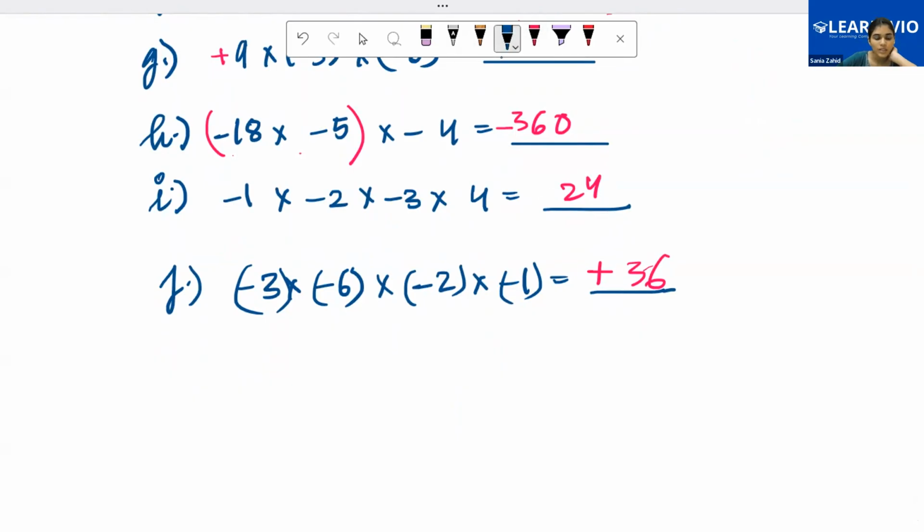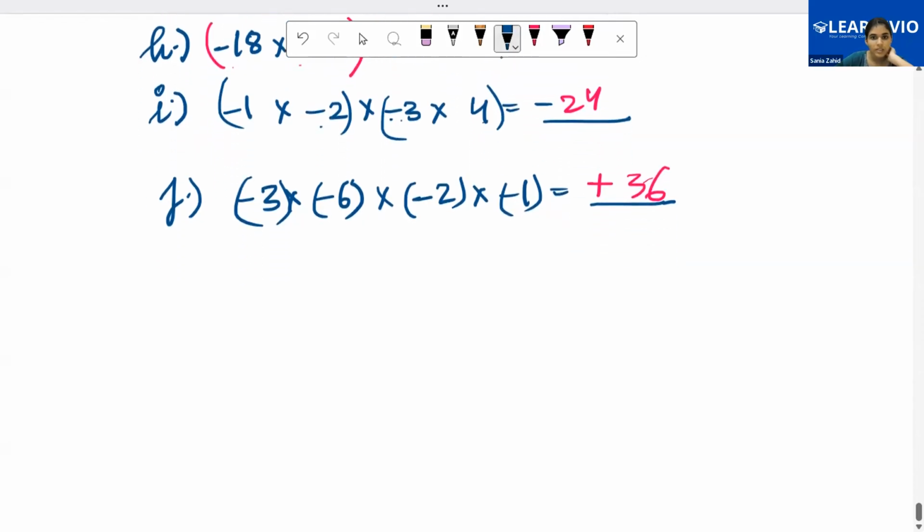Sign should be okay. You have two negative signs and three negative signs and one positive sign. So minus and minus will be plus, then plus and minus will be minus, and minus and plus will be minus. So it will be negative 24. Here positive is correct.